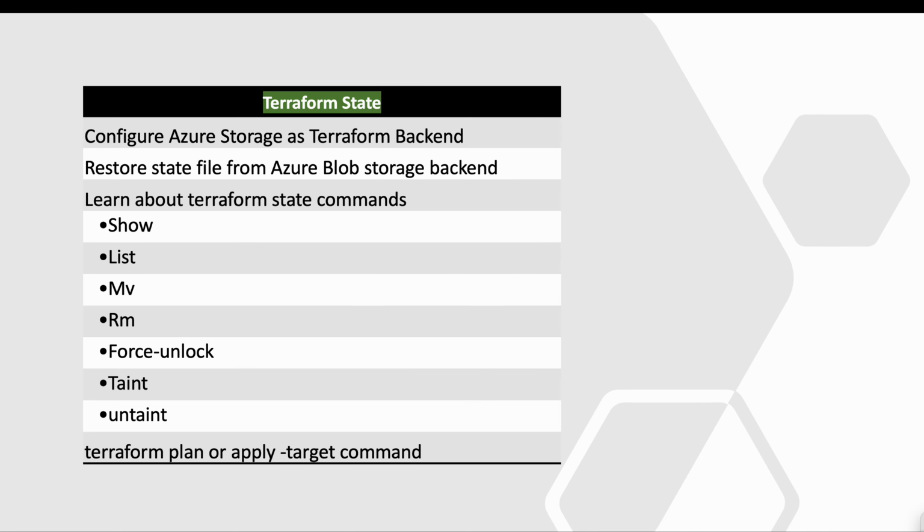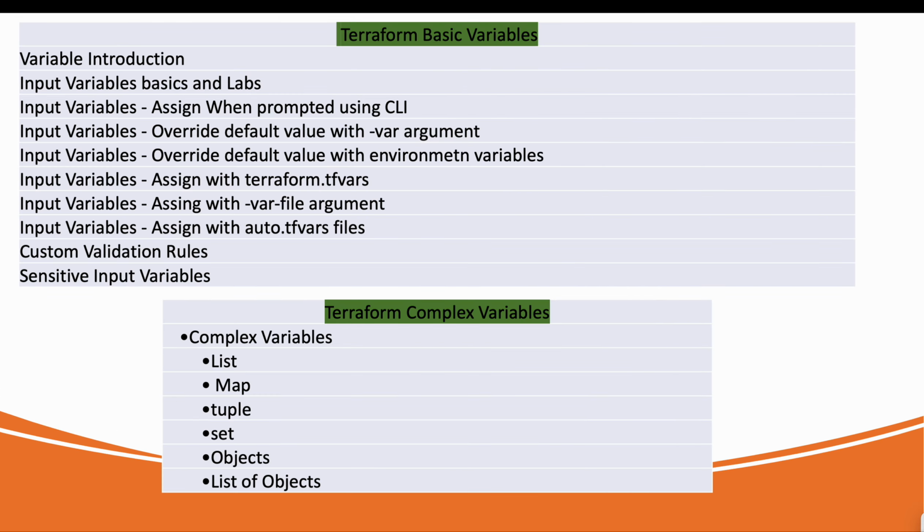And Terraform state is an important topic. We will see what is Terraform state and why Terraform needs the state file, right? And how to store the state file locally as well as in Azure Blob Storage. And then there are a few state commands like show, list, move, remove, force-unlock, taint, untaint, and the target command. So we will see these commands, in what situation we have to use these commands, right? So these things we will discuss in detail.